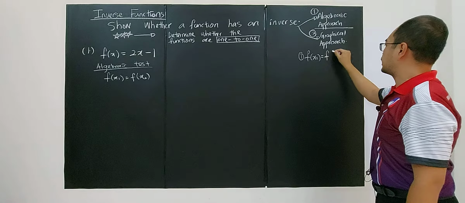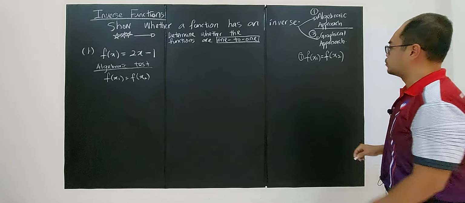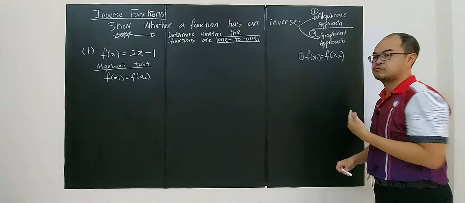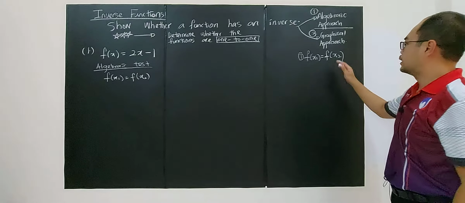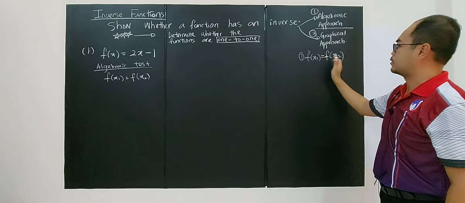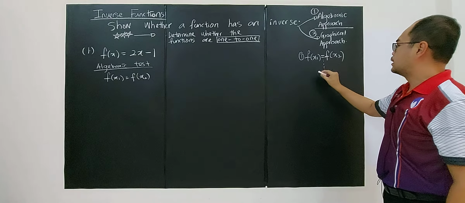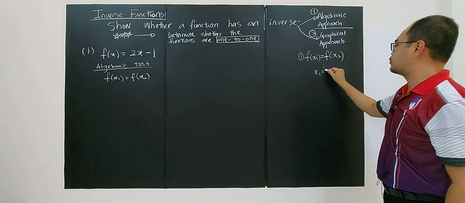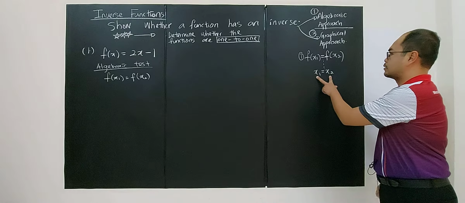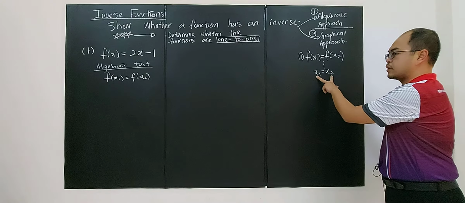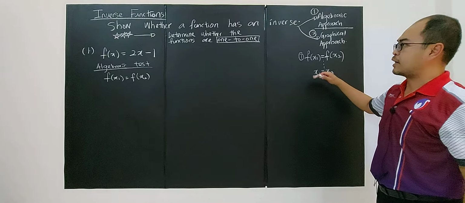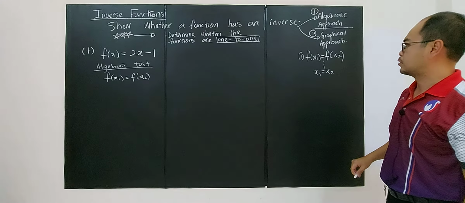We assume that f(x1) equals f(x2), where x1 and x2 are different values of x, and these two different values of x give the same value of y. At last, you have to prove that x1 and x2 are actually the same value. If these two are the same value, then we say the function is a one-to-one function.